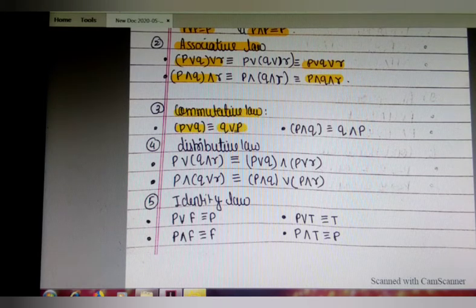There is no interchange of their truth value. It will remain as it is. Only the sequence is changed or connectives are changed. And here P and Q is Q and P.